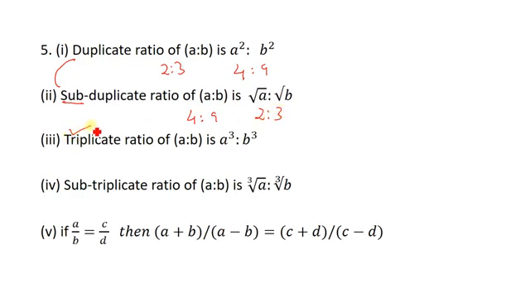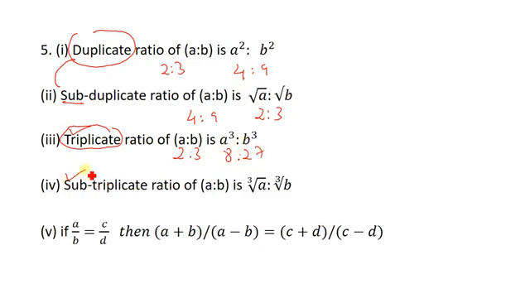Now triplicate ratio. As you can see, duplicate ratio is square, so triplicate ratio will be cube. Now if my ratio is 2 is to 3, then my triplicate ratio will be 2 cube, that is 8, and 3 cube, that is 27.